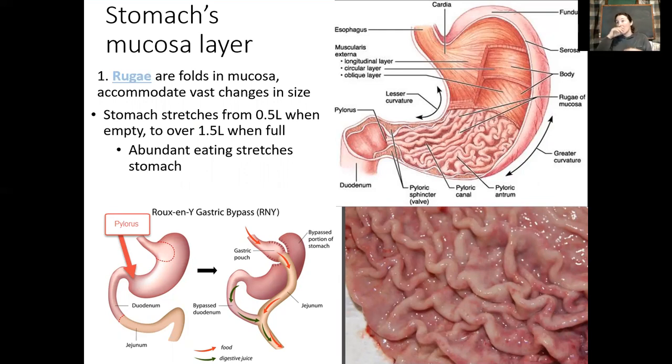Okay, and the more you habitually eat, the larger your stomach can hold. Right, and that actually makes you less sensitive to the full feeling. Okay, so these rugae essentially allow the stomach to expand without tearing that delicate mucosal lining.